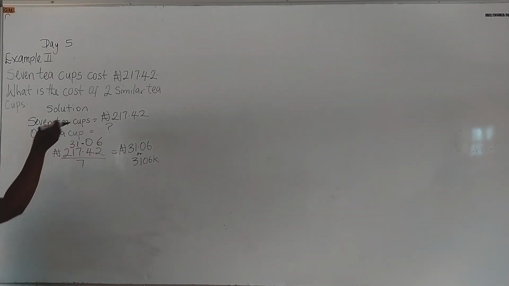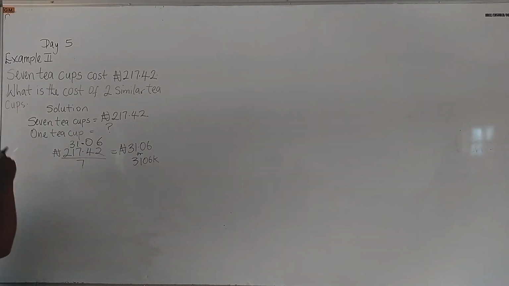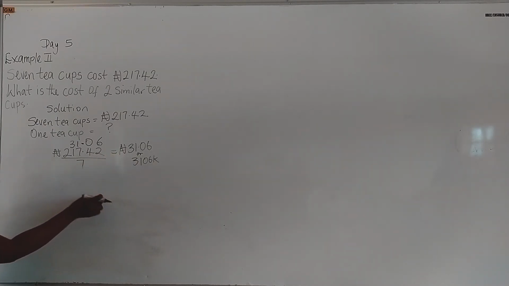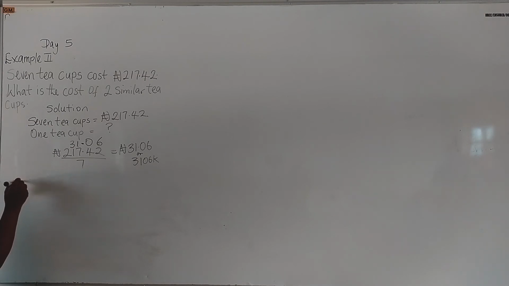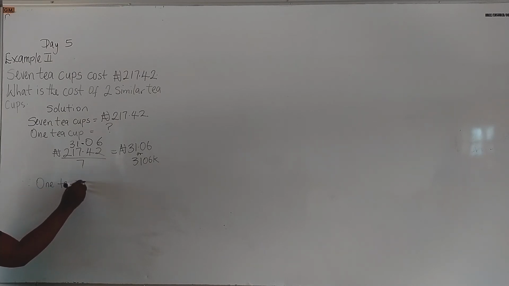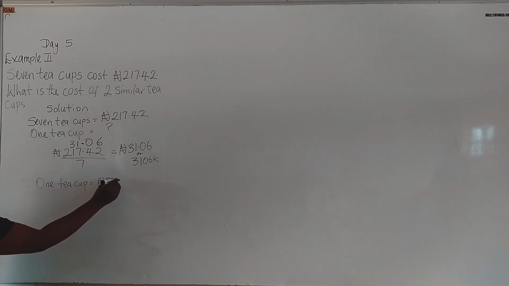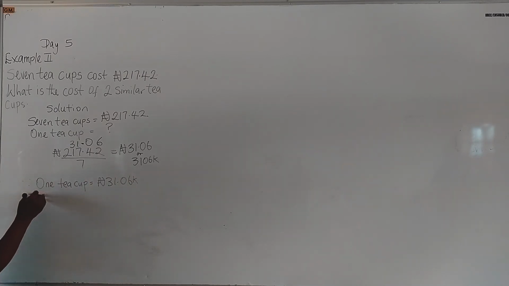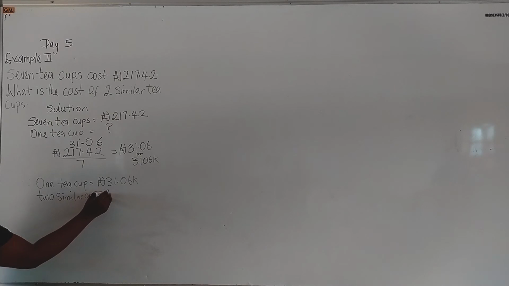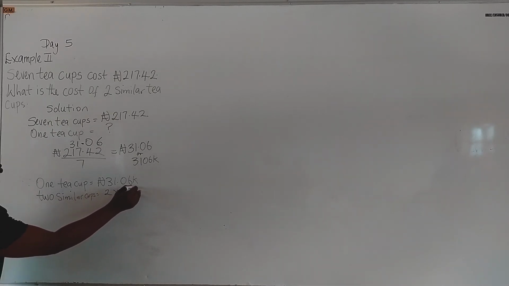Okay, from this we can now get the cost of 2 similar cups. Since 1 cup is now 31 naira 6 kobo, 2 cups will now be what? So 2 times 31 naira 6 kobo will now give you the cost of 2 similar cups. Therefore, 1 teacup is 31 naira 6 kobo. 2 similar cups equals 2 times 31.